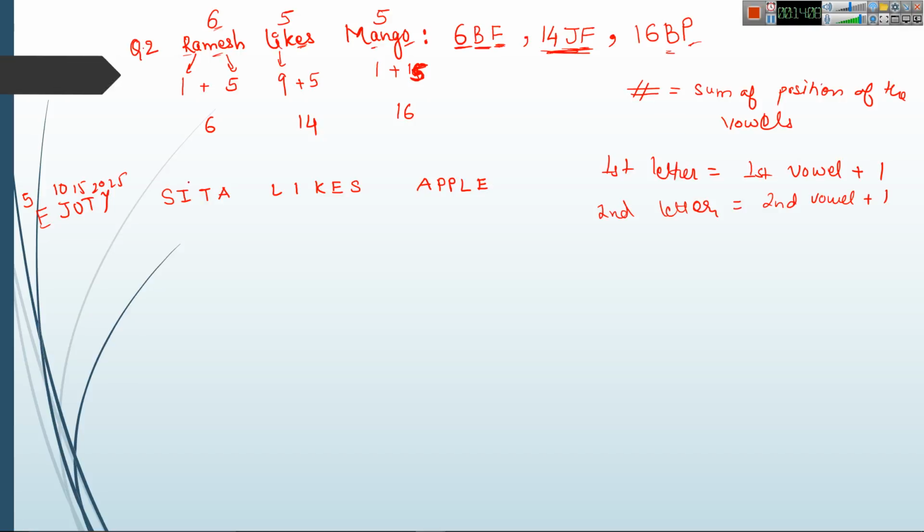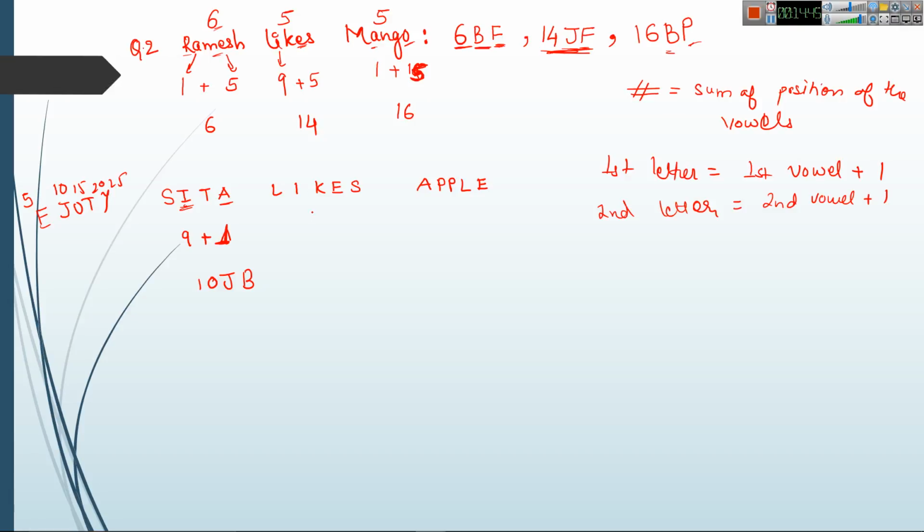In Sita, for the number part we will add the positions of the vowels. The position of I is 9 and position of A is 1. So 1 plus 9 is equal to 10. And for the letter part, the first letter, which will come just after 10, will be the first vowel plus 1. After I comes J, and the second letter is the second vowel plus 1. After A comes B. So for Sita the code will be 10JB.